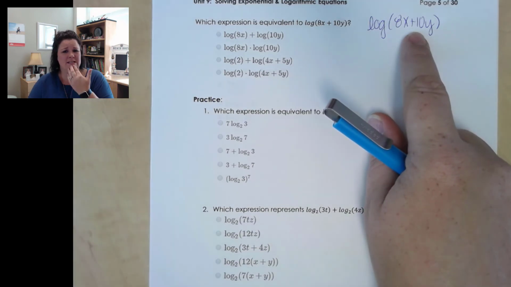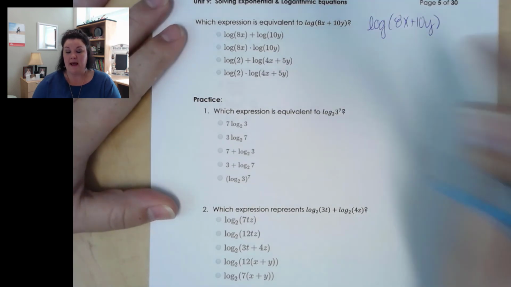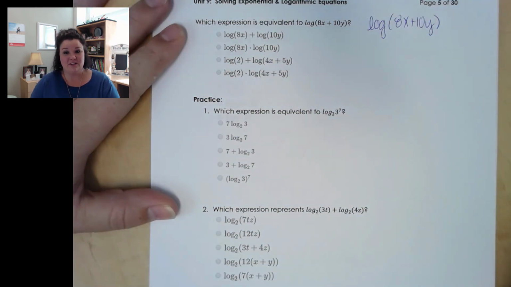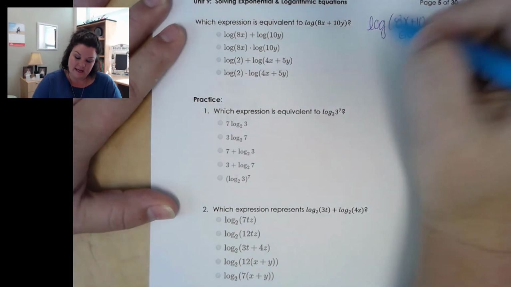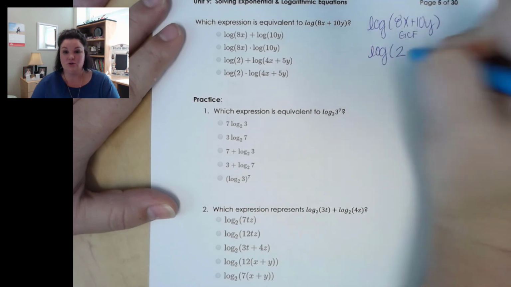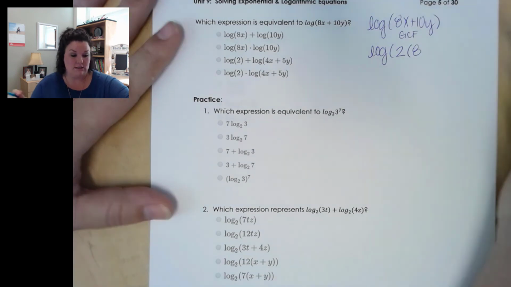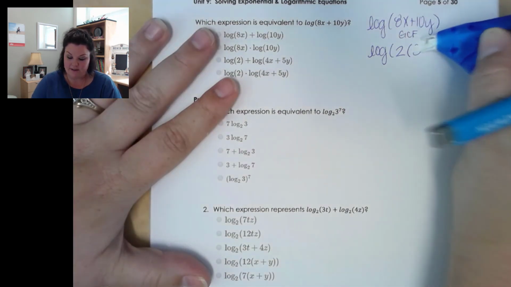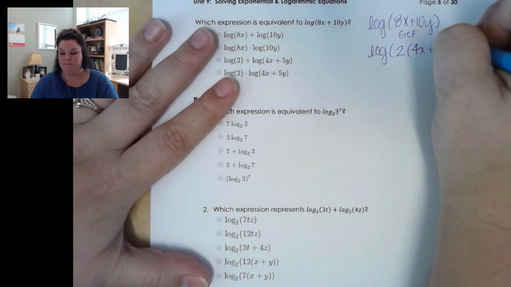I'm also not seeing a way to write this as a division. So the only thing I can hope to do is maybe write this as a multiplication. So I want to see if I can write this in a way that it represents multiplication, right? And the backwards version of multiplication is factoring. So I'm going to look for a greatest common factor, which in this case, they are both divisible by 2. So I'm going to factor out a 2, and I will be left with not 8, I will be left with 4x plus 5y.